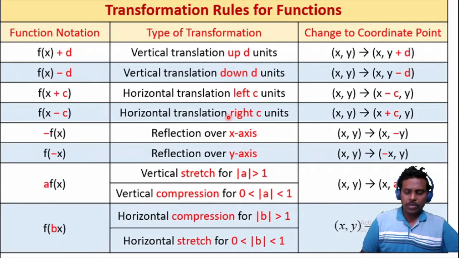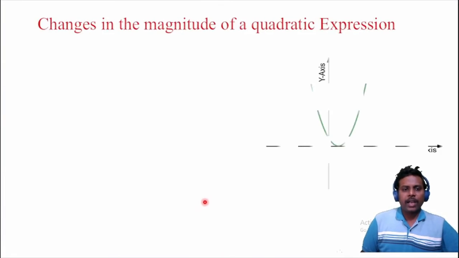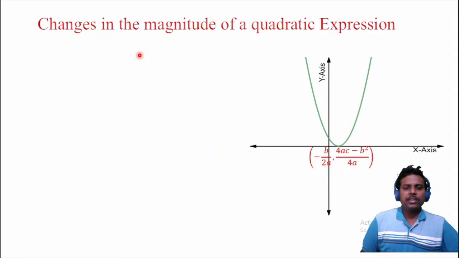I hope almost every point has been discussed except reflection over the y-axis, horizontal compression, and horizontal stretch. So this you try to explore yourself from this table. Okay. Next, in the next slide, we have the changes in the magnitude of a quadratic expression. Let us see what changes you are going to get in the magnitude of a quadratic expression.